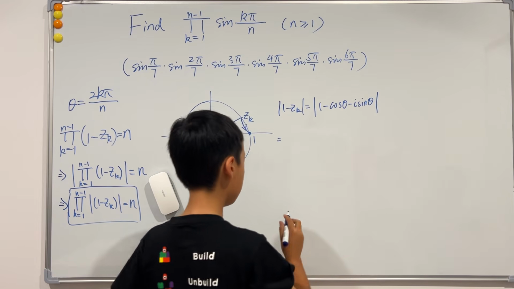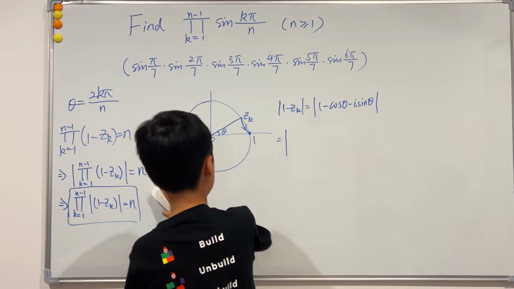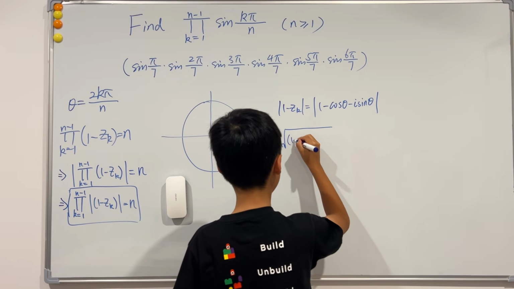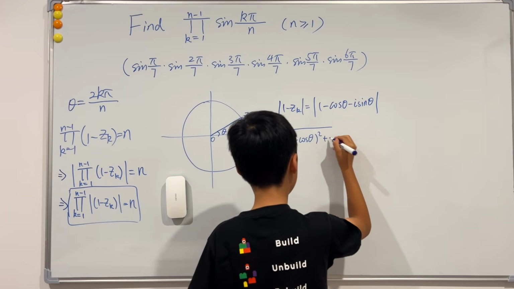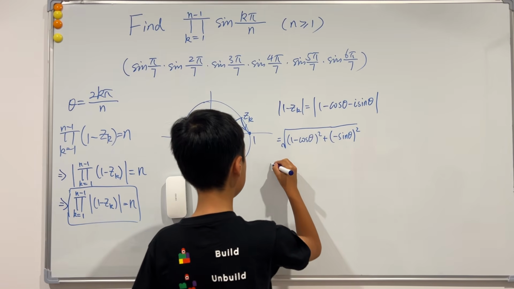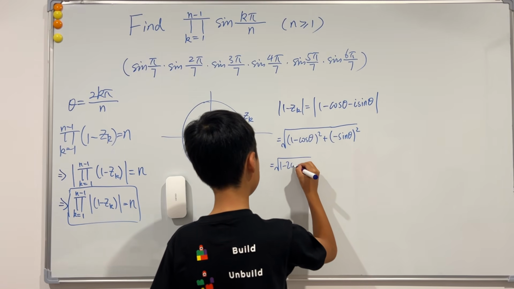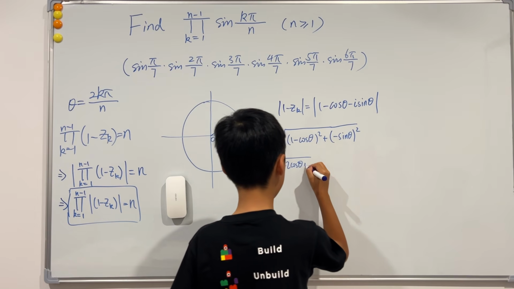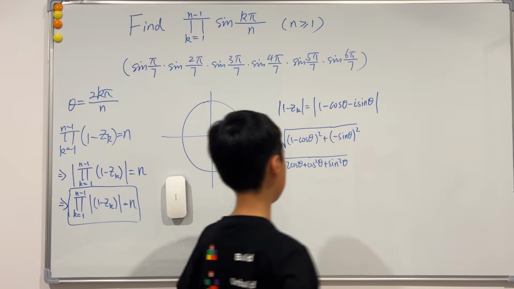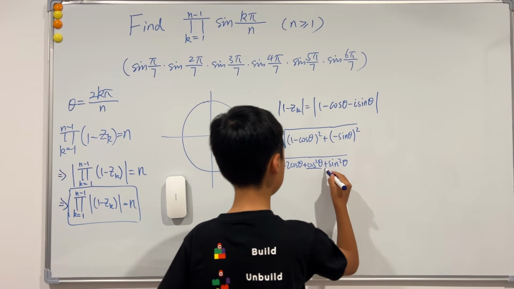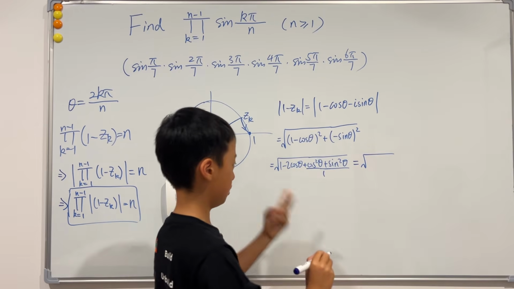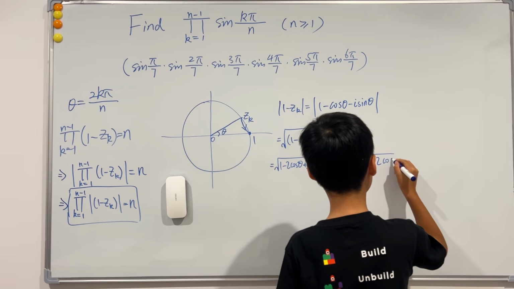So now this is equal to the square root of the real part squared, 1 minus cosine theta squared, plus the imaginary part squared, negative sine theta squared. And now this is equal to the square root of 1 minus 2 cosine theta, if we unpack, plus cosine squared theta, and then plus sine squared theta. So now we see that this and this is 1. So this is equal to the square root of 1 plus 1 is 2, 2 minus 2 cosine theta.